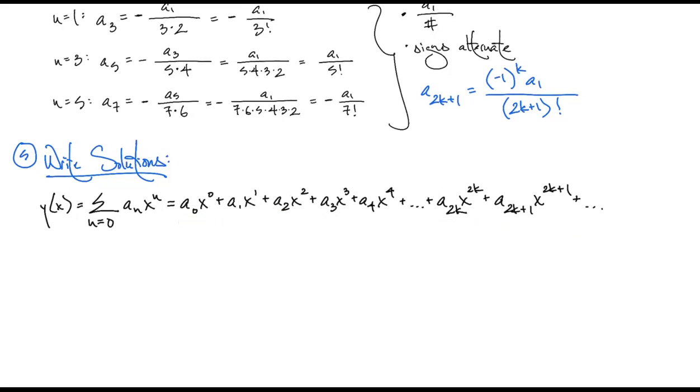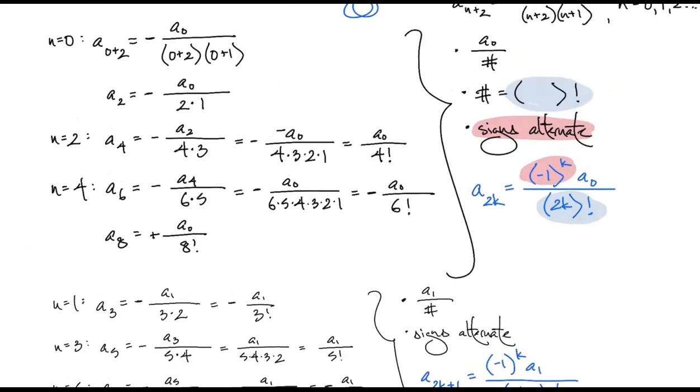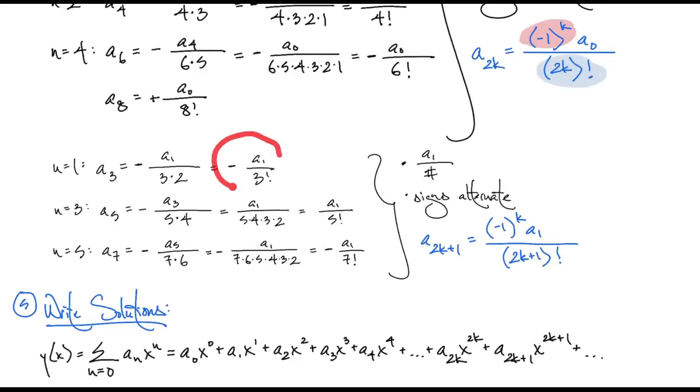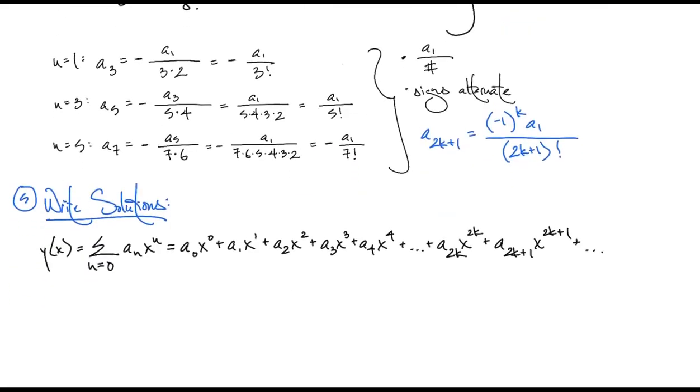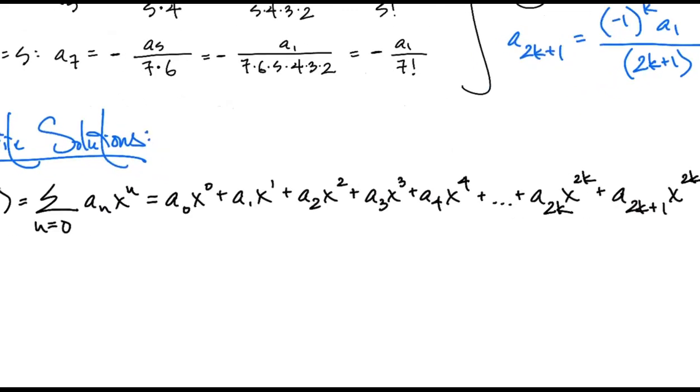All right. Now, let me go ahead and replace, for example, instead of a sub 2, I'm going to write negative a sub 0 over 2 factorial. And anywhere I see an a sub 4, I'm going to write a sub 0 over 4 factorial. And everywhere I see an a sub 3, I'm going to write this, a sub 1 over 3 factorial. I'm going to substitute in what I found from above.